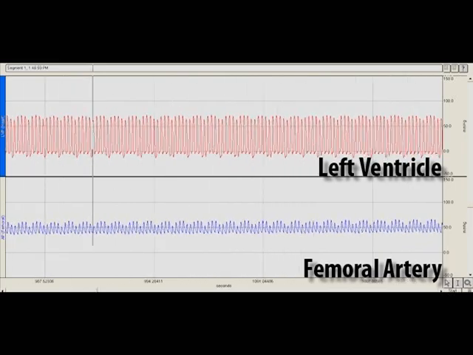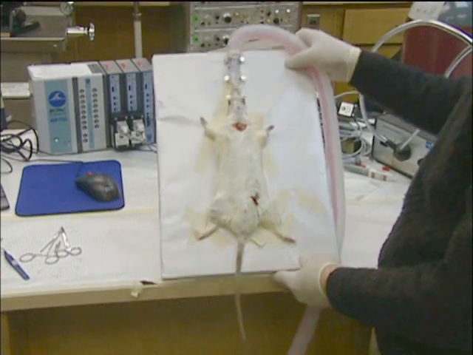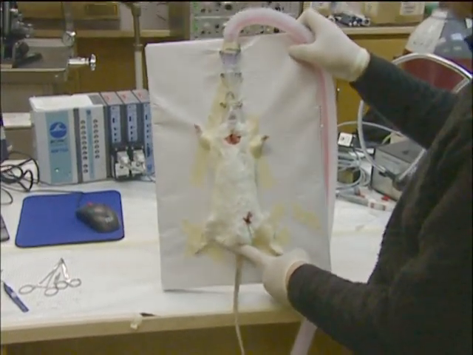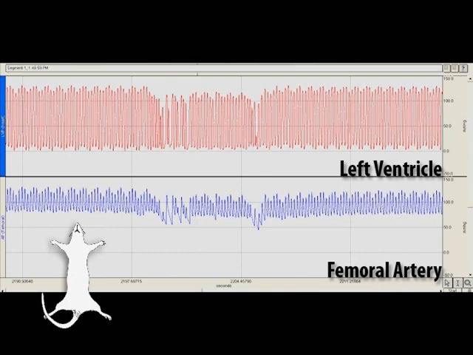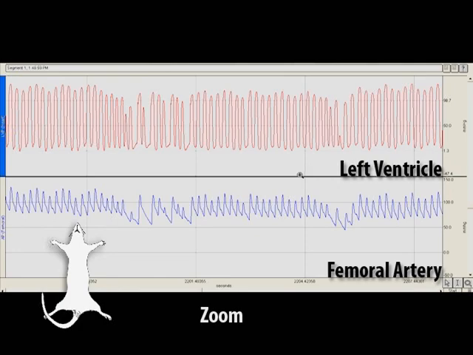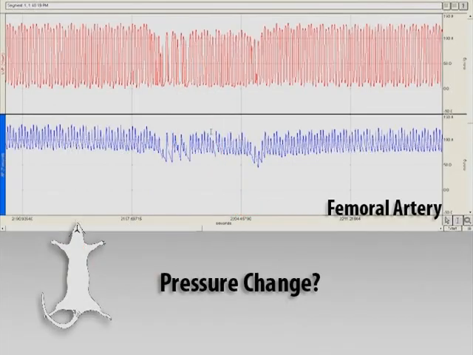After getting a steady measure of pressure, the rat is tilted with the tail end lower than the head. What do you see? What happened to the diastolic and systolic pressure in the femoral artery? Has the pressure in the femoral artery increased or decreased?